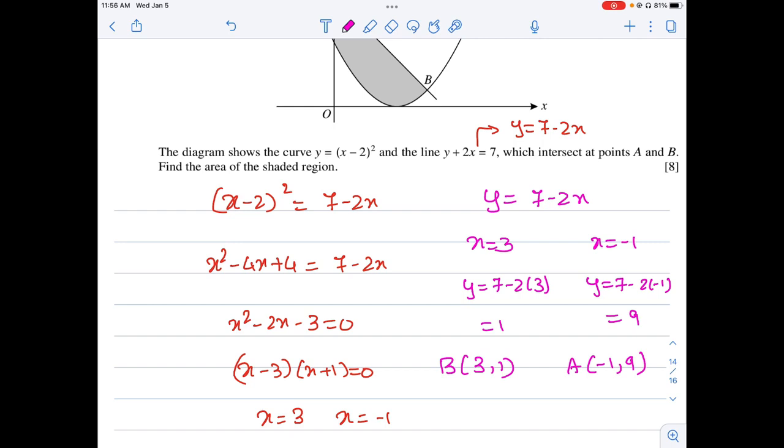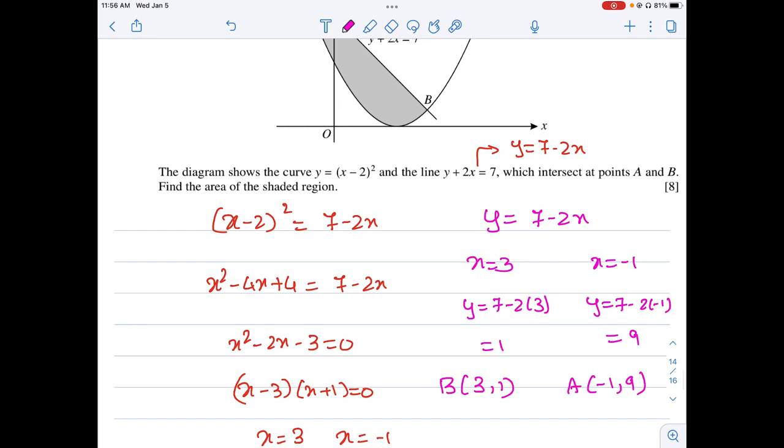So what am I going to do? I am going to find out the area under the line and then the area under the curve. Subtract both. That's going to give me the answer. Okay, so first find the area under the line.